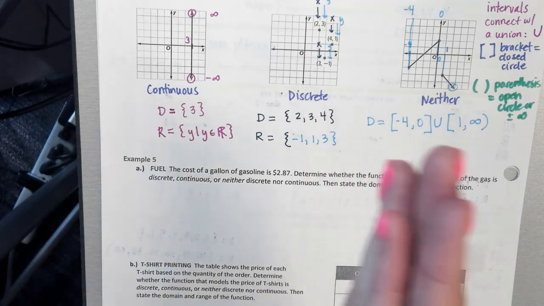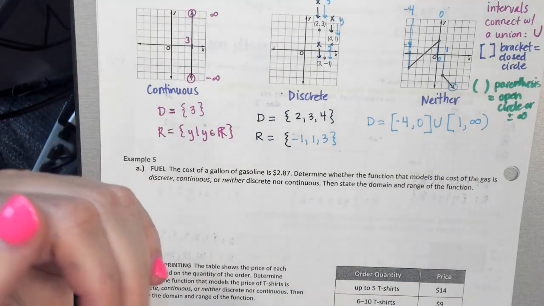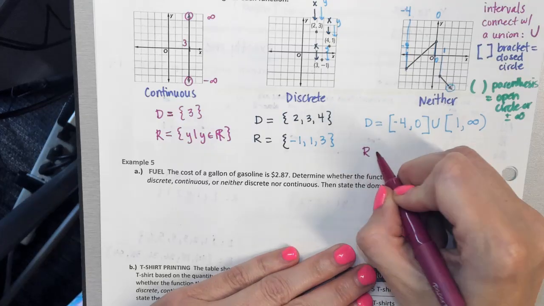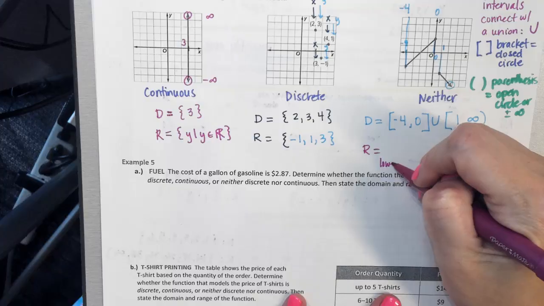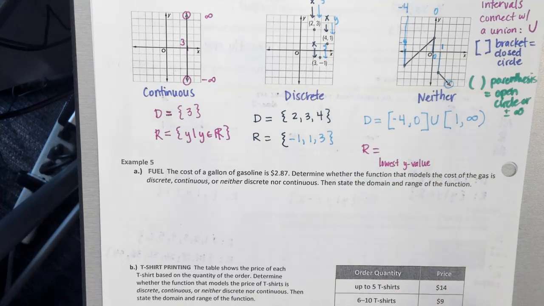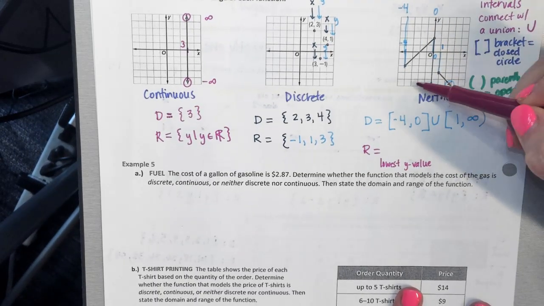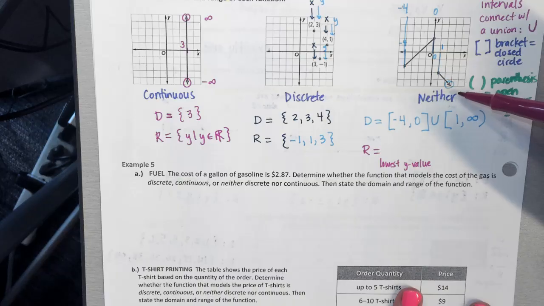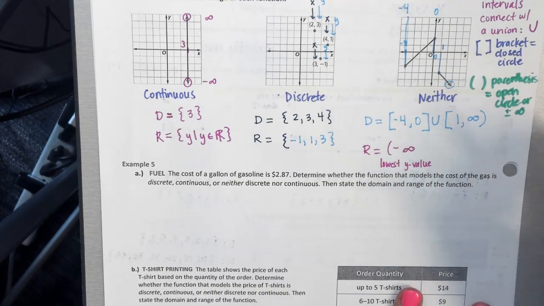Okay, so we were just looking from left to right. For the range, we're going to have to look up and down. Okay, so what we're going to do is you have to start with the lowest y value. Okay, so if I'm looking at this scale, right, the lowest y value is what? Negative infinity. Great, so we'll put that with a parenthesis.